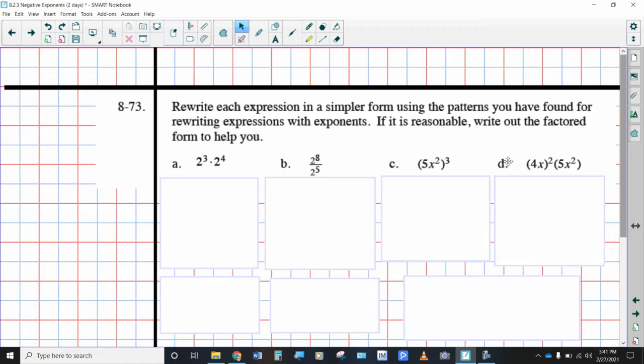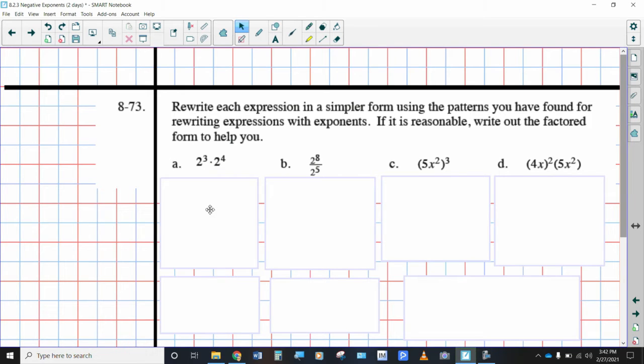Okay, so go ahead, copy these down, and then see how well you do at simplifying, and unpause when you're ready for the answers to be shown. Alrighty, hopefully you did a good job. Let's see how you did.